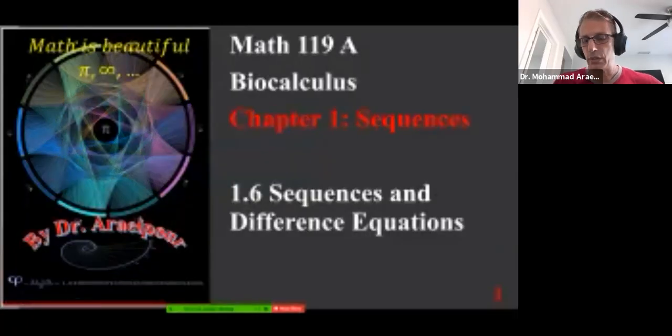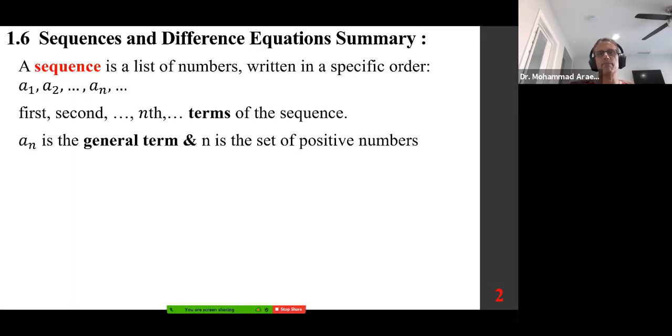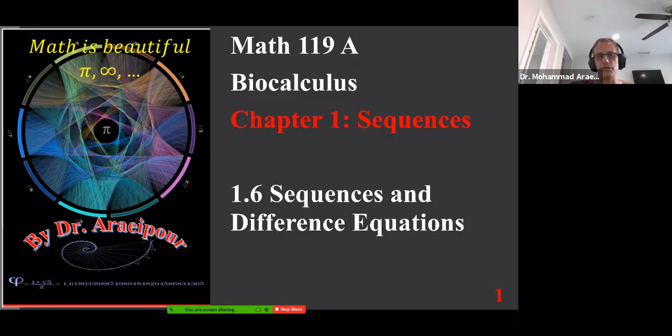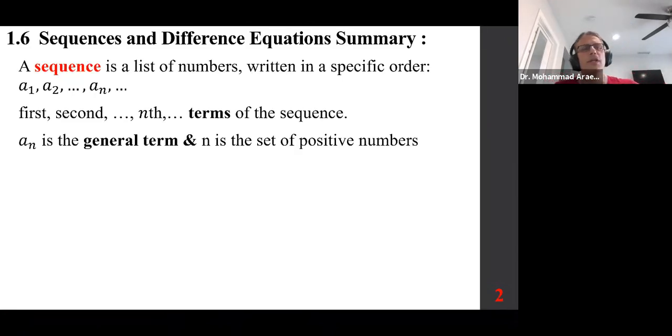Good morning, class. We are looking at sequences and difference equations, section 1.6. First, in short, a sequence is a list of numbers that is written in a specific order. We have the first one, a sub 1, the second one, a sub 2, and all the way to the general term, a sub n.